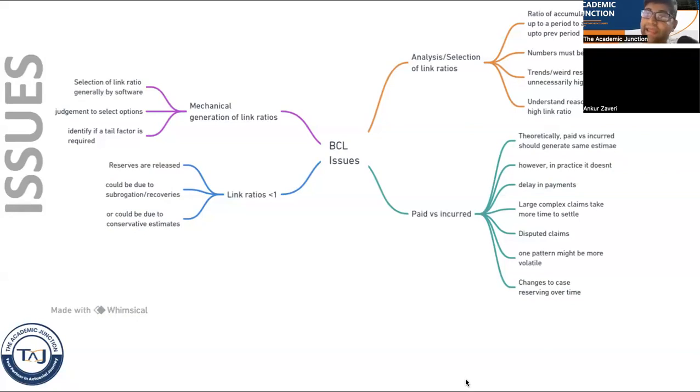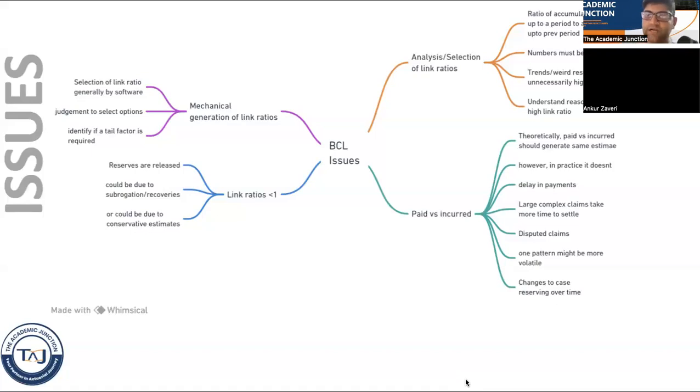The second is the analysis and selection of link ratios, which you guys already mentioned. Effectively speaking, you have to analyze the ratios one by one, and you have to understand the reason behind why there are high numbers, why there are low numbers. You need to have a rationale for why that number is what it is. That's a major issue with BCL because it takes time to understand. If there's a change in the portfolio, and that change results in a link ratio going from 1.04 to 1.1, you have to understand why that happened. That is the entire purpose of reserving. When you do a reserving exercise, that's your job, and that's an issue for you.